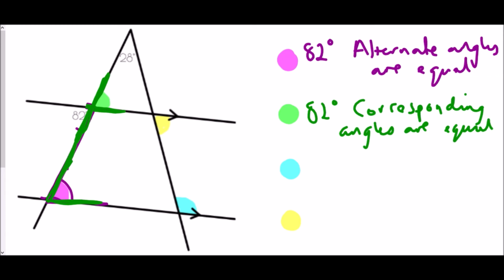In the blue and the yellow, we need to think really carefully about this because we haven't got a lot of information here. But in terms of the blue angle, here it is. In terms of the yellow angle, here it is. Now, there is one thing that I can say about those two angles.